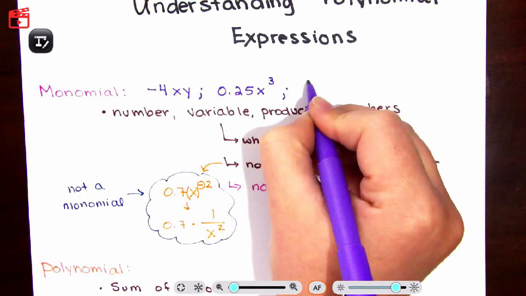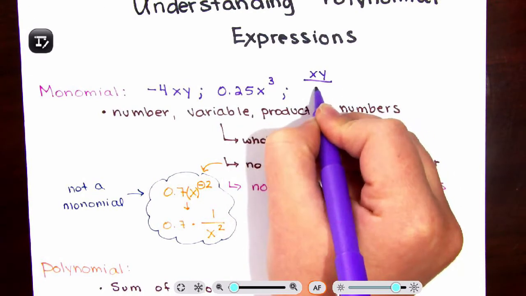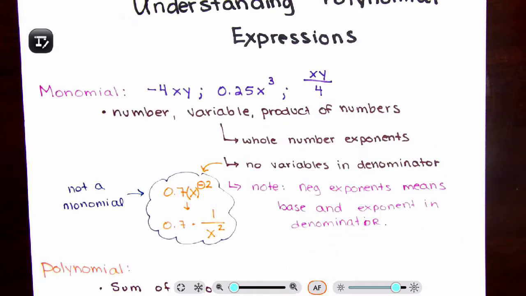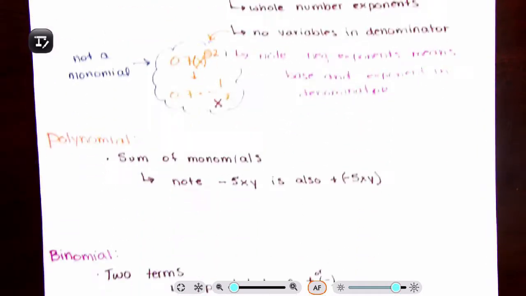It could also be something like xy divided by 4. Now, 4 is in the denominator. However, it is not a variable. It's not a letter. Therefore, it is allowed. What is not allowed is having a letter in the denominator. That's not allowed. Now let's go ahead and continue our conversation with a polynomial.